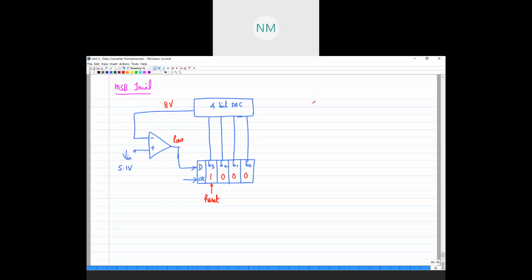So comparator output low means it has to be cleared or reset. Reset means it will be 0, right? So this will be the first clock cycle. At the end of the first clock cycle, your SAR data will actually be 0 0 0 0, because this will be reset. That will be the MSB trial, right?